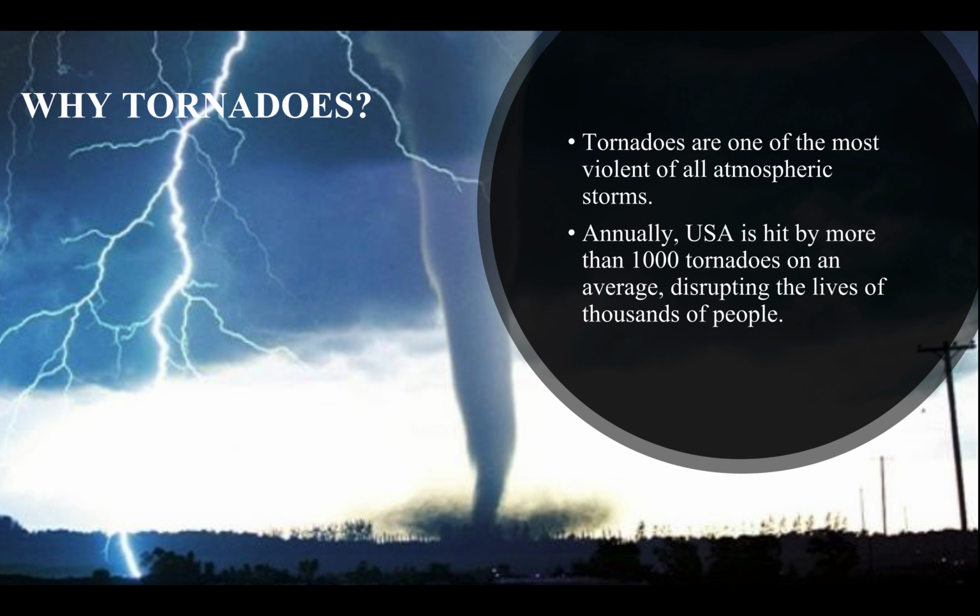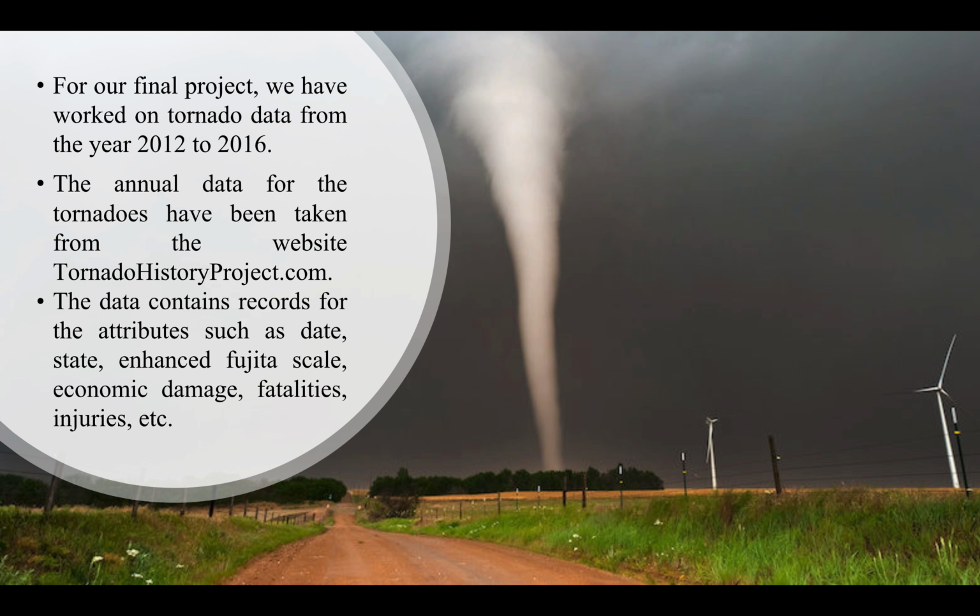We have chosen tornadoes because they are one of the most violent of all atmospheric storms. Annually, USA is hit by more than 1,000 tornadoes on an average, disrupting the lives of thousands of people. For our final project, we have worked on tornado data from the year 2012 to 2016 and have collected the data from tornadohistoryproject.com. This data contains attributes such as date, state, enhanced Fujita scale, economic damage, etc.